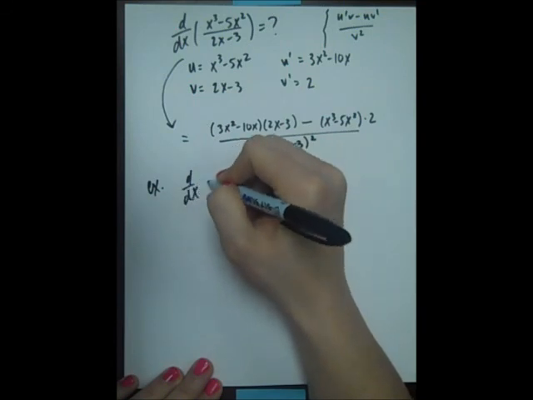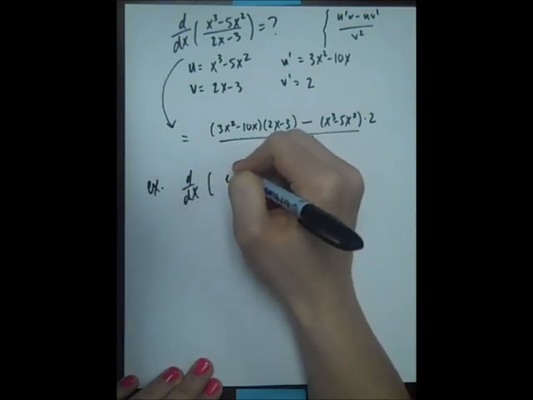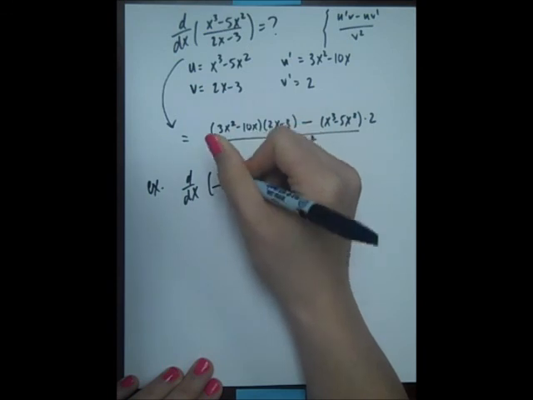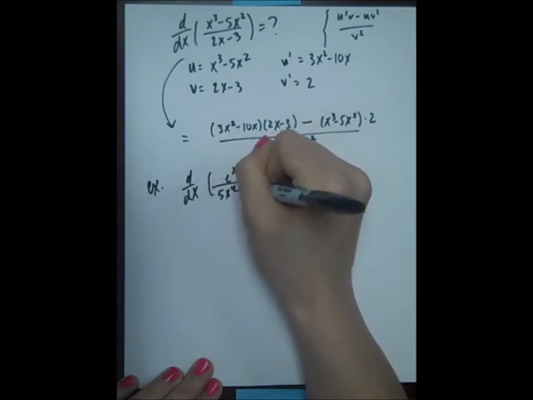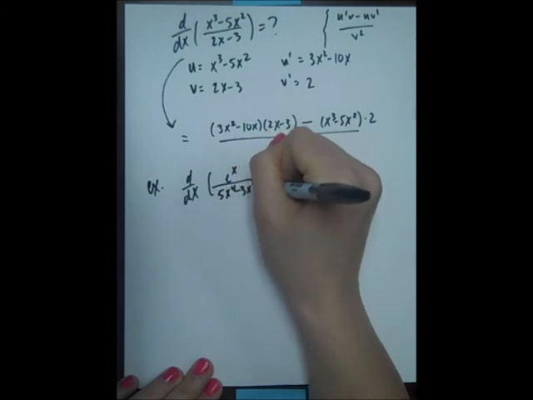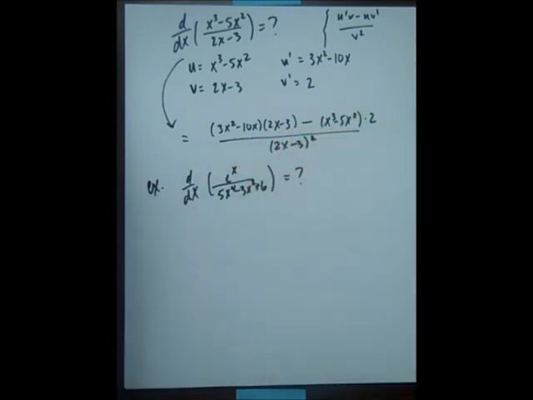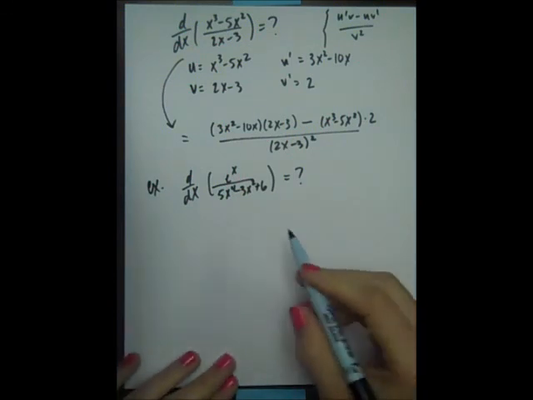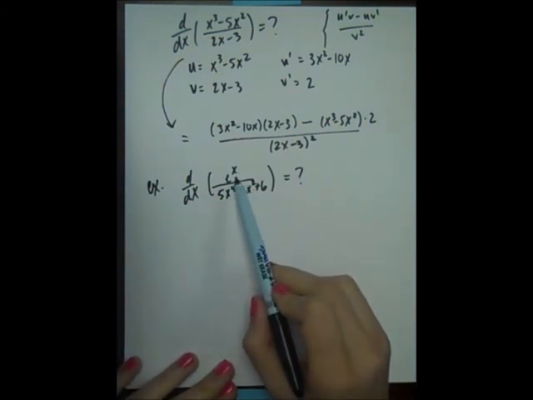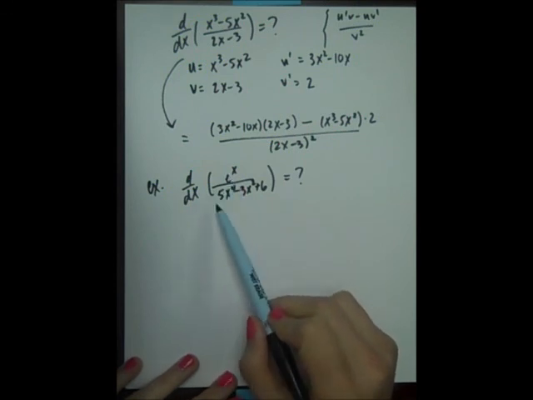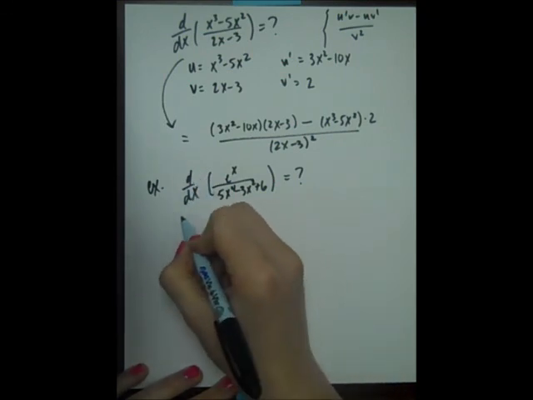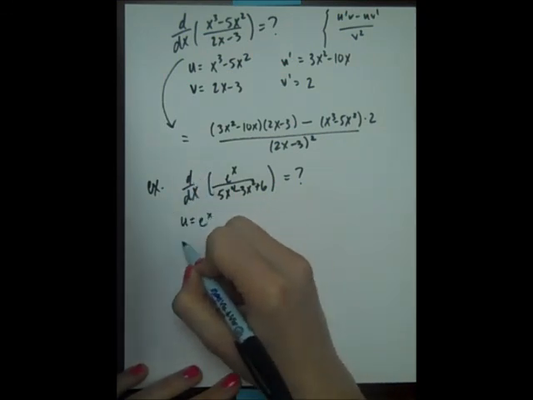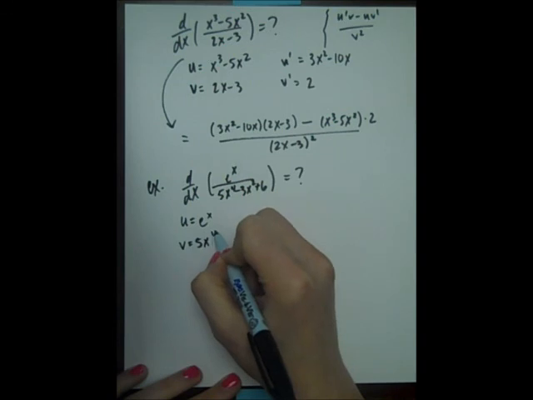Let's try another one. How about the derivative of e to the x over 5x to the fourth minus 3x squared plus 6. So I want the derivative of this example. If we say this function out loud, e to the x divided by 5x to the fourth minus 3x squared plus 6, you can see that's a quotient. So I'm going to let u be the top, I'm going to let v be the bottom.